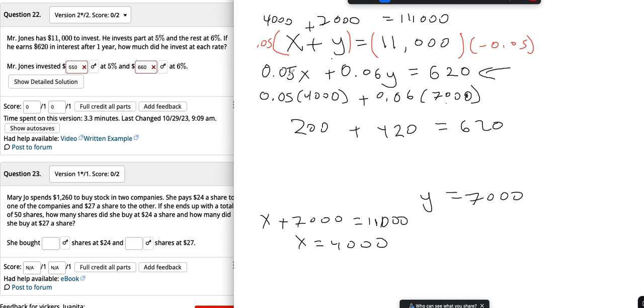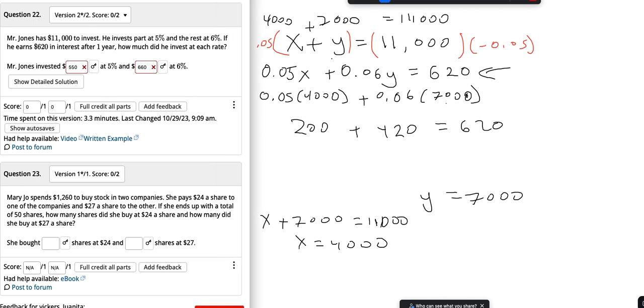And the second equation is the interest from the first account plus the interest from the second account is supposed to make $620. When you try that with these totals, 5% of 4,000 made $200, 6% of 7,000 made $420, and those together make the interest payment. So this is the total money equation, and this is the total interest equation. Every one of these solves exactly like that.